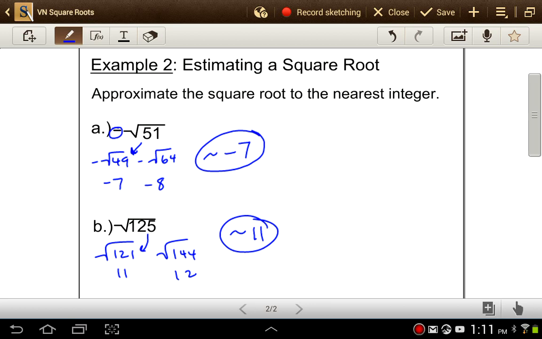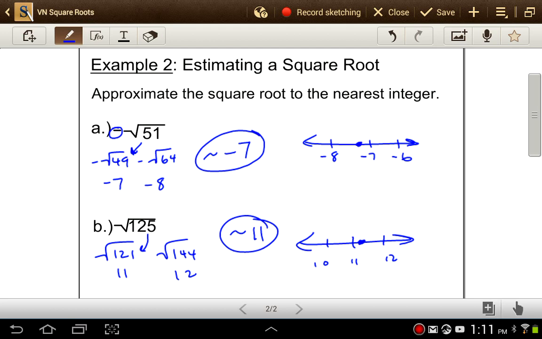So if you were ever asked to put this on a number line, you would want to put it between negative 7 and negative 8, and then you would want to make it closer to negative 7, so that would be maybe like right there. And on this one, I would want to put it between 11 and 12 and closer to 11. So it would be like right there. Alright, if you need to pause, go ahead. Otherwise, I'm going to move on to example 3.